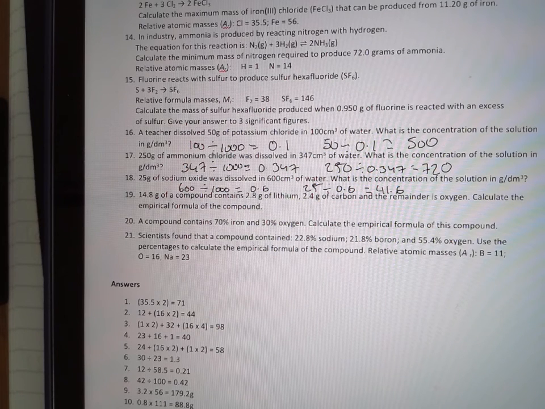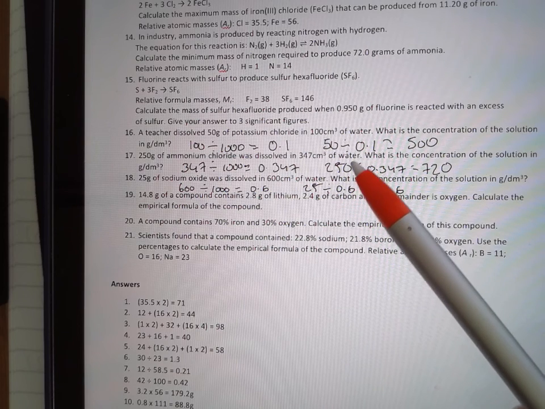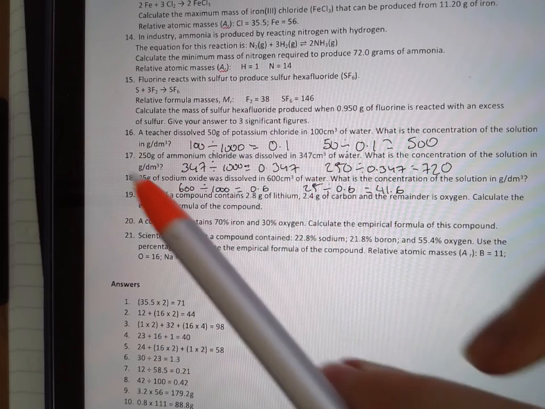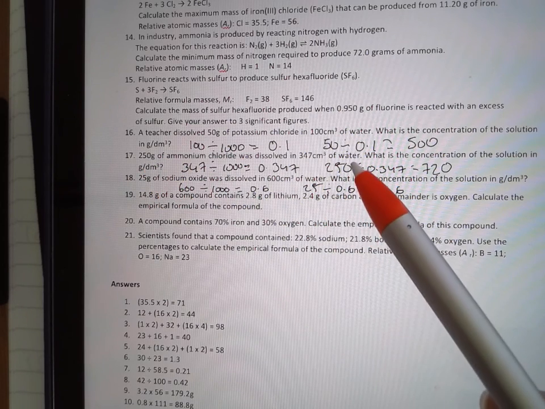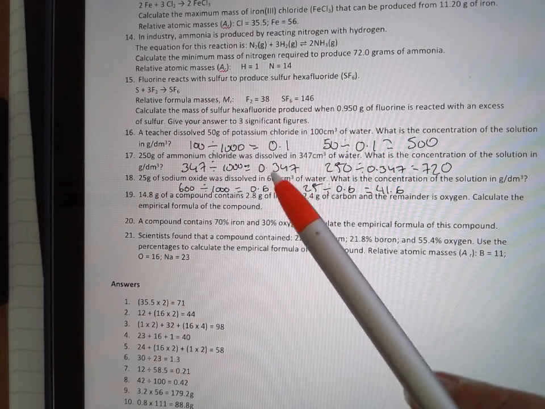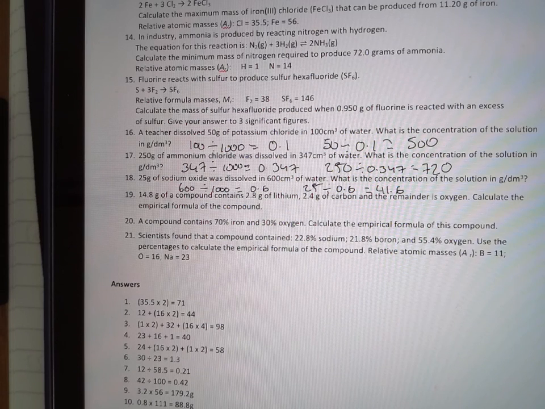Take the number in front of the cm cubed, divide by 1000. That's mark 1. Take the other number from the question, which will be in front of a g. Take that number and divide by your answer to part 1, and you will get your final answer and you will get your 2 marks.